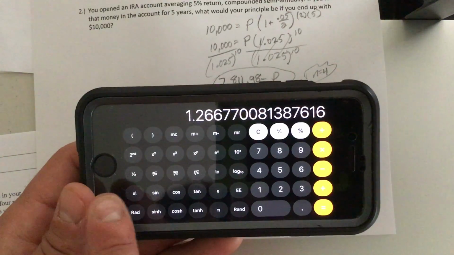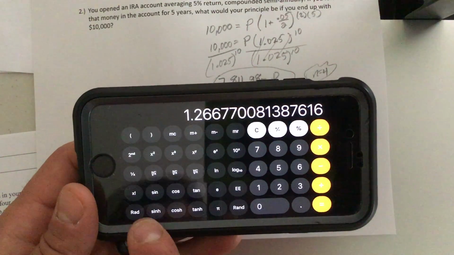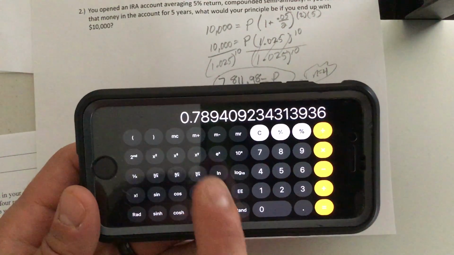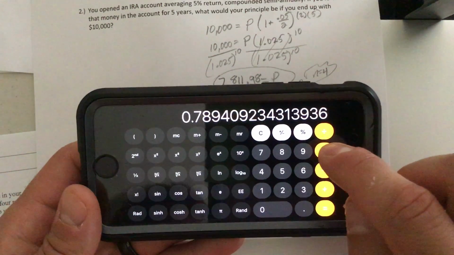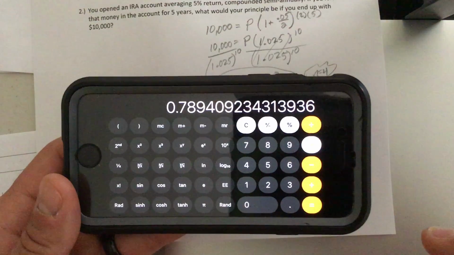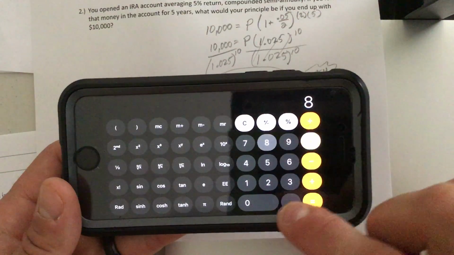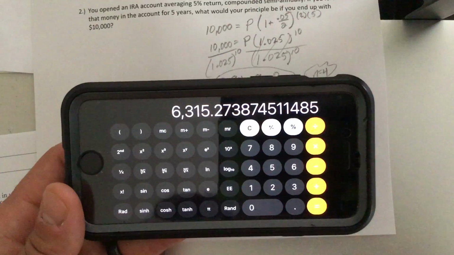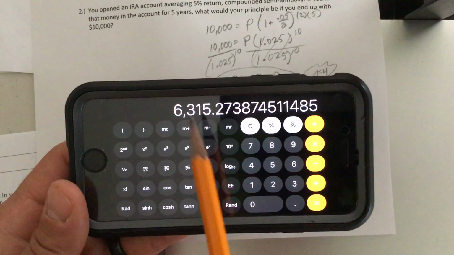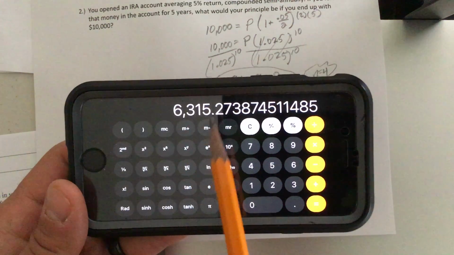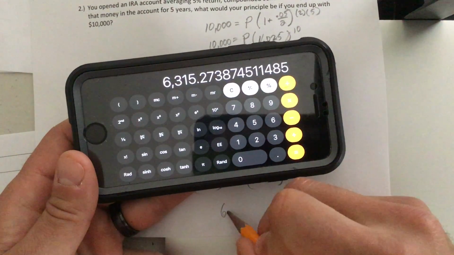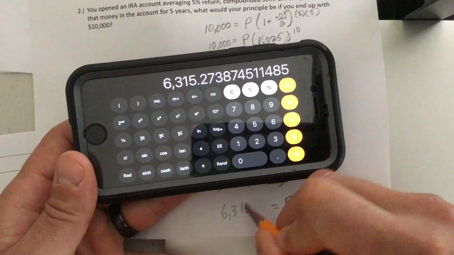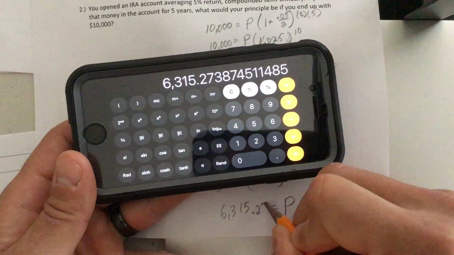Here's the new part. We need to take the reciprocal of that. So that's the 1 over x button. Notice the number should get smaller. We did the right thing there. Times the account balance, which our account balance was $8,000. Okay. That means, and once again, it's self-checking. If your number doesn't get smaller, you know you made a mistake. That means we started with $6,315.27.